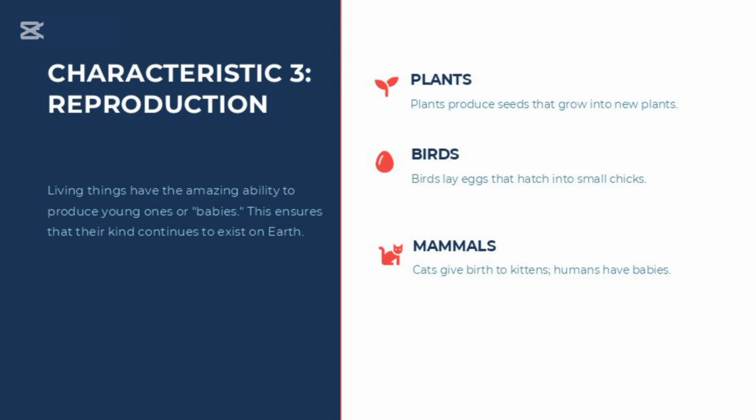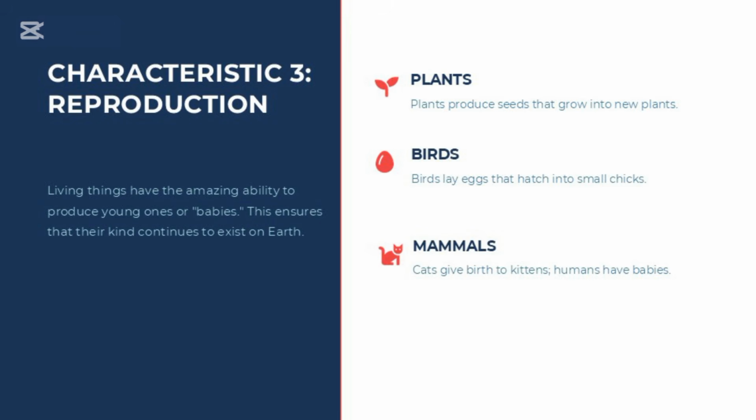As you can see, plants produce seeds that grow into new plants. This is how many plants spread and continue to thrive. Similarly, birds lay eggs that hatch into small chicks, allowing the bird population to grow and sustain itself. Then, we have mammals like cats giving birth to kittens and humans having babies.